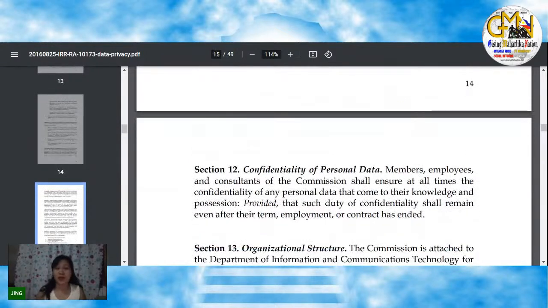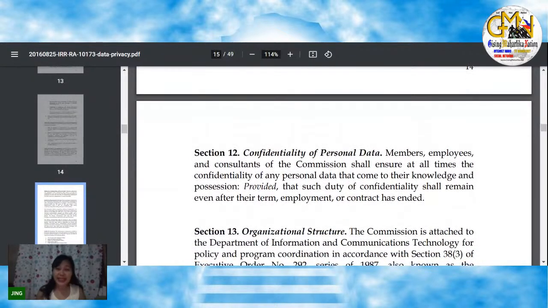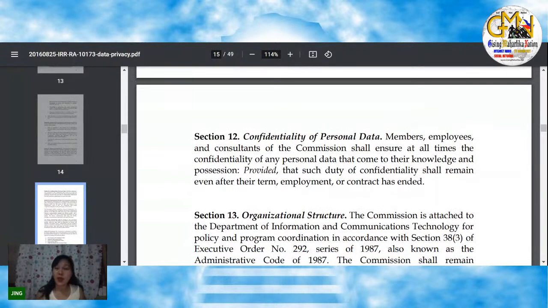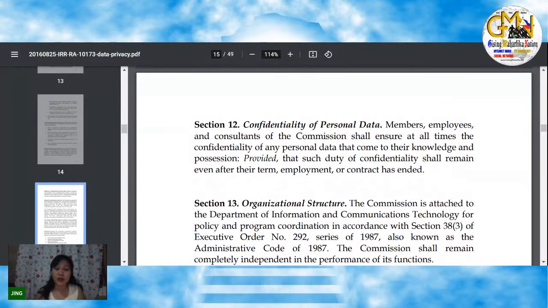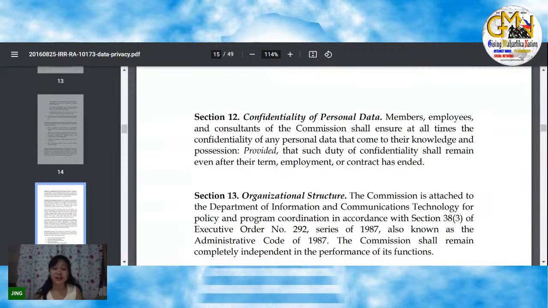Section 12. Confidentiality of personal data. Members, employees, and consultants of the Commission shall ensure at all times the confidentiality of any personal data that come to their knowledge and possession, provided that such duty of confidentiality shall remain even after their term, employment, or contract has ended.